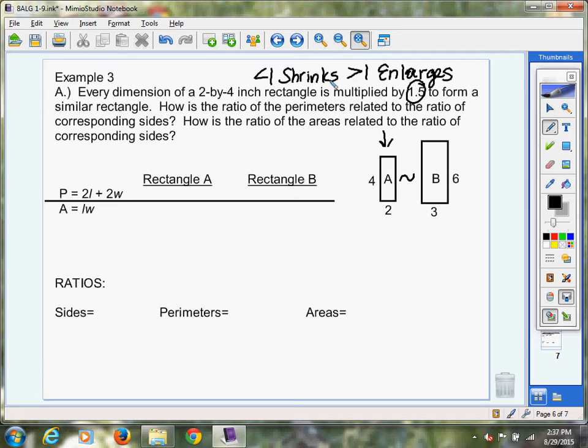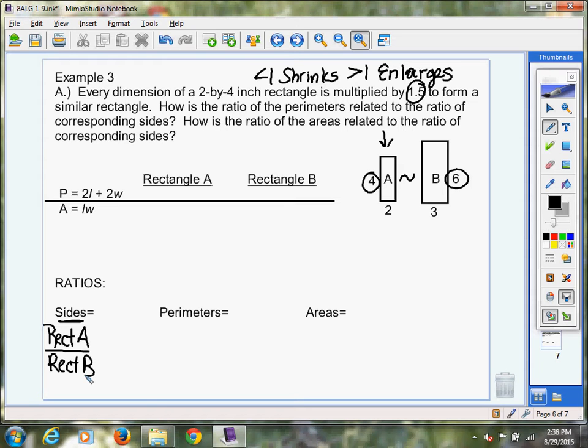Now, how is the ratio of the perimeters related to the ratio of the corresponding sides, and how is the ratio of the areas related to the ratio of the corresponding sides? So we have some questions to answer. Let's go down to the ratios. First of all, we can do the sides right now because we see the sides very clearly, okay? If we start with rectangle A, this is the pattern we're going to follow. We're going to do rectangle A over rectangle B, and we're going to do that in each of these ratios. That's the pattern. We're not going to switch the pattern.